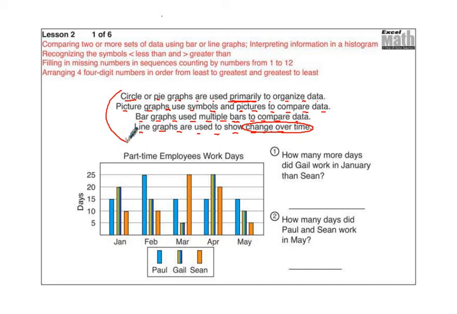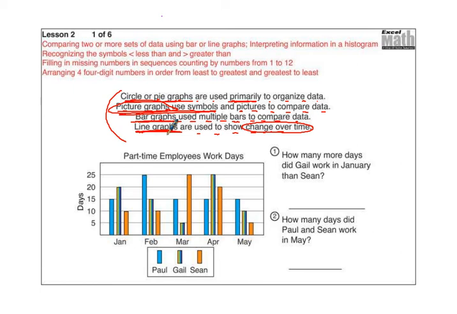Four different kinds of graphs that we're going to be looking at. Circle or pie graphs, number 1. Picture graphs, number 2, bar graphs, and then line graphs. Make sure by the end of this lesson that you understand the difference between the 4 and why there are 4 different kinds of graphs. Why would we want to even have those 4 different graphs?